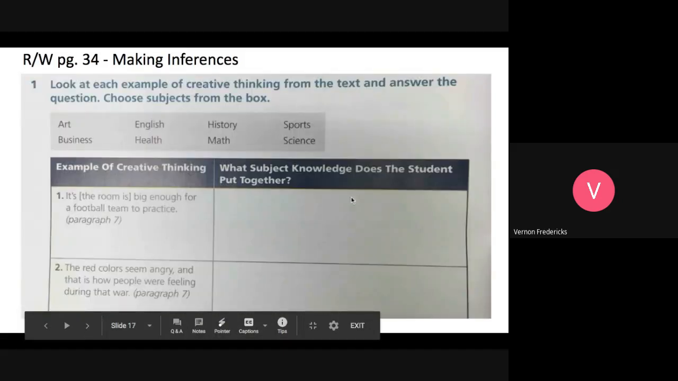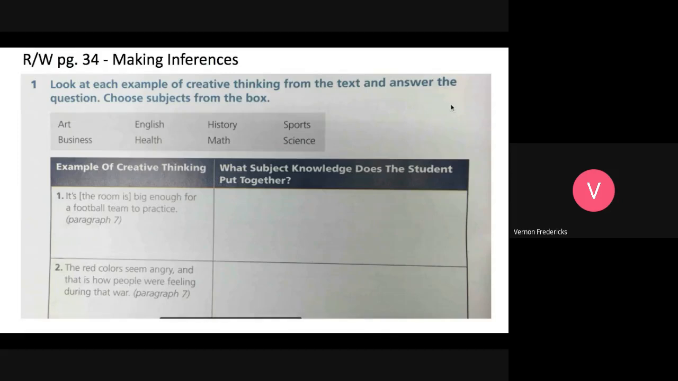Okay, next slide. Making inferences. Look at each example of creative thinking from the text and answer the questions. Choose subjects from the box. In the box we have art. I hope everybody knows what art is: painting, drawing. Business, the study of business. English. Health, your healthy body or the healthy food that you have to eat. History. Math. Sports. And of course, I hope you know science.